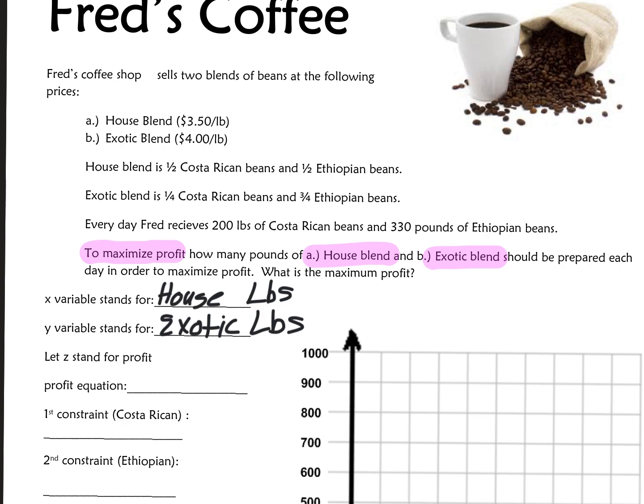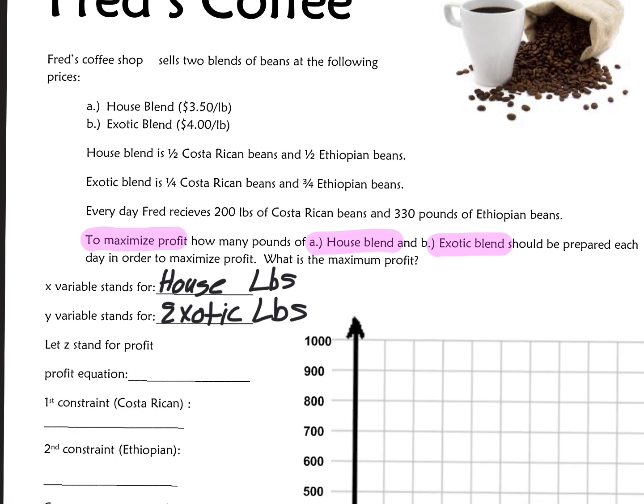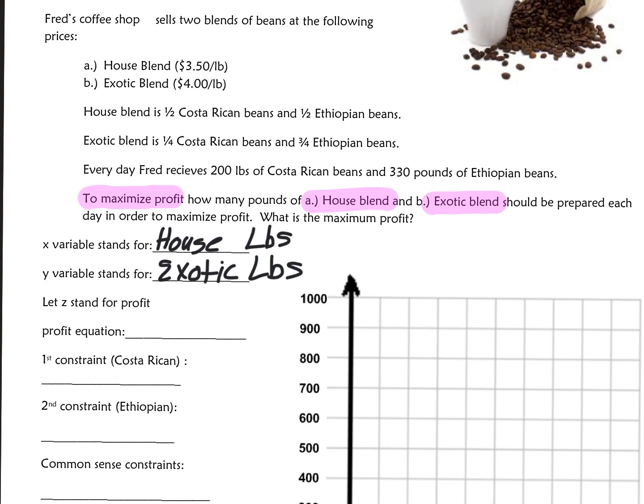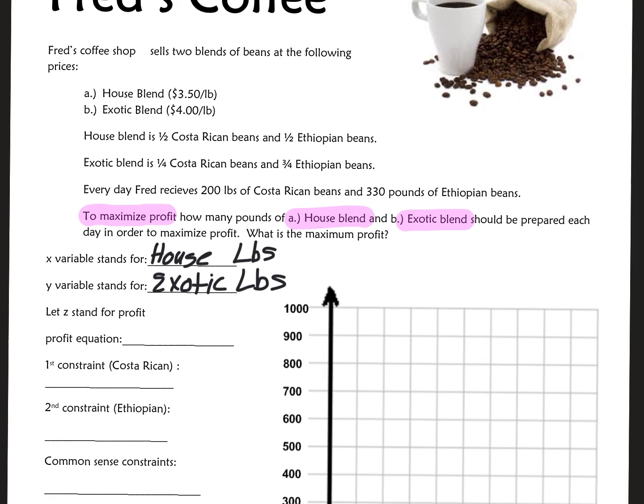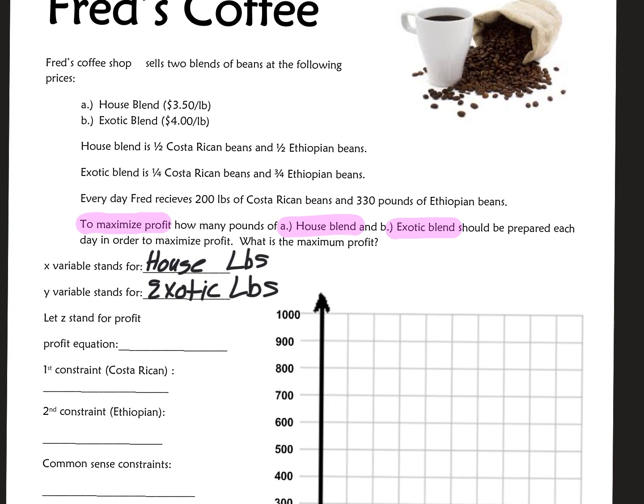I'm going to skip this. This is the part you don't know how to do yet, okay? So I'm going to skip that for the moment and go down to the part that you do know how to do, which is writing inequalities that represent the constraints. And remember, the constraint just means what are his limitations here?